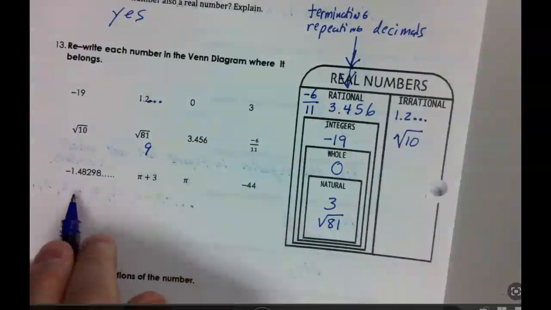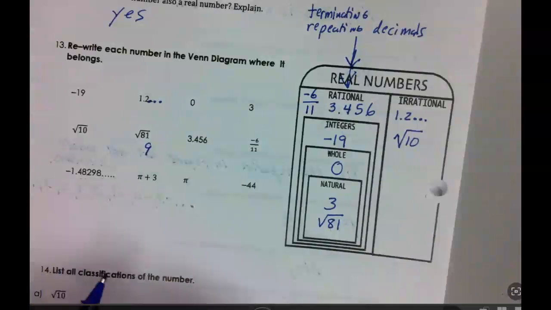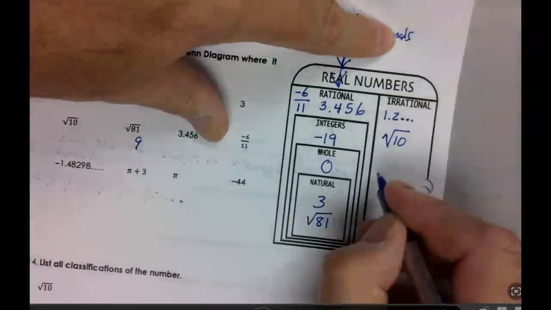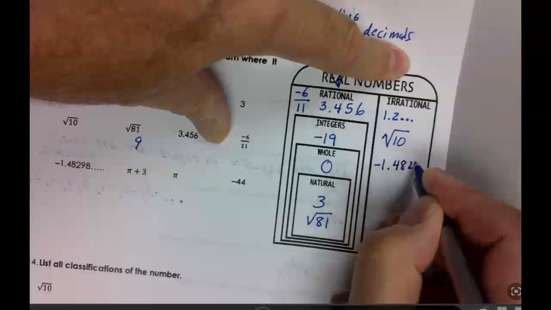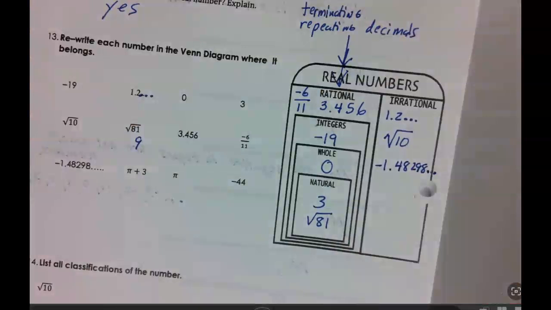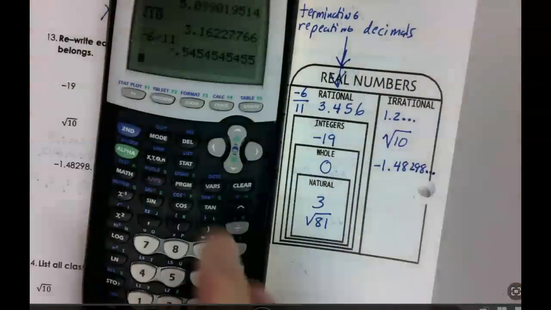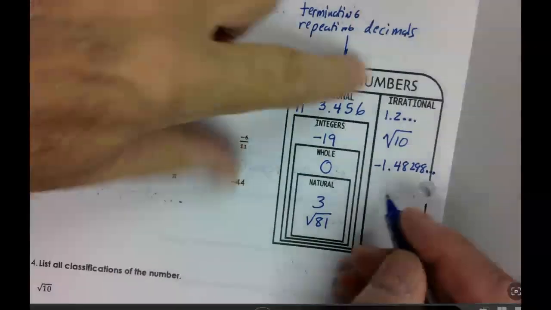What about negative 1.4298...? Irrational. Very good. Okay, what about pi plus 3? Well, let's find out. Hit the second key, pi, and then plus 3 and hit equals. What is it? Irrational, isn't it? Pi plus 3.